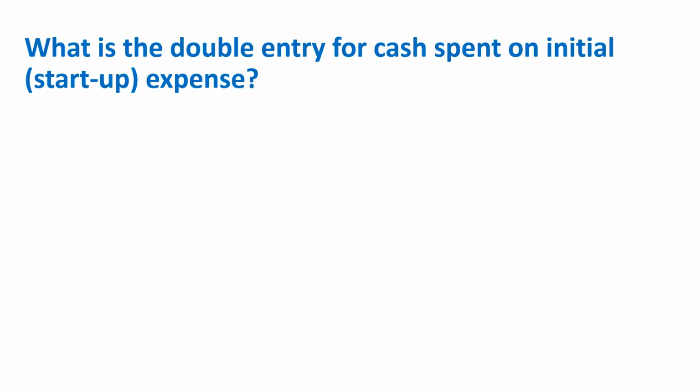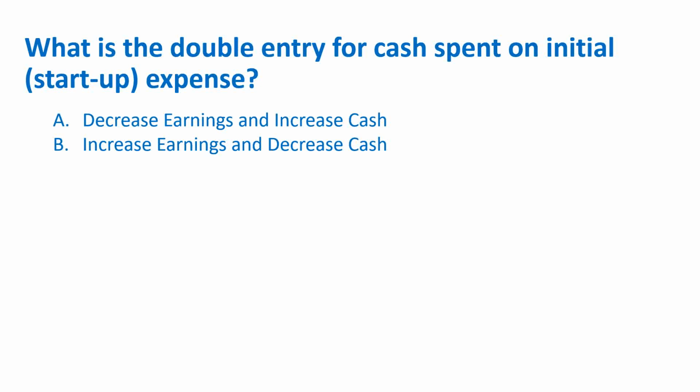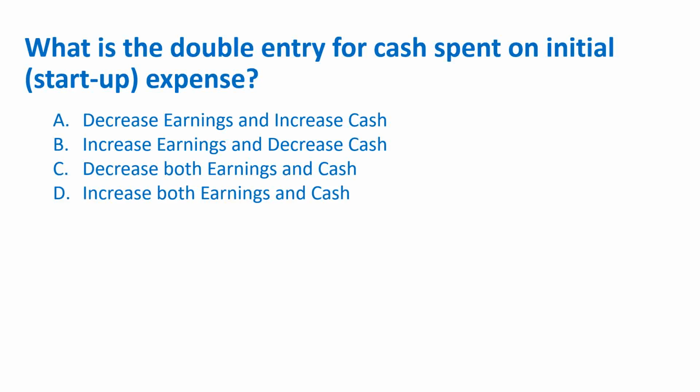Okay, let's stop and think. What is the double entry for cash spent on initial expense? We kind of did that just now. Options: decrease earnings and increase cash; increase earnings and decrease cash; decrease both earnings and cash; increase both earnings and cash. Take a minute and see whether you can spot the entry.